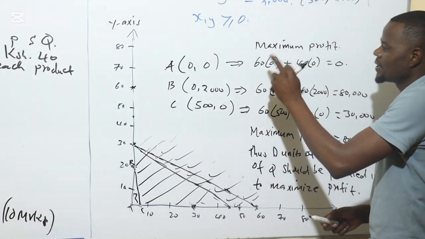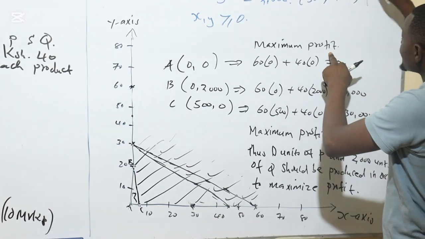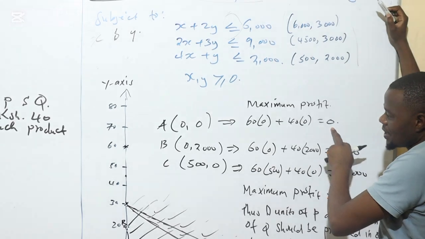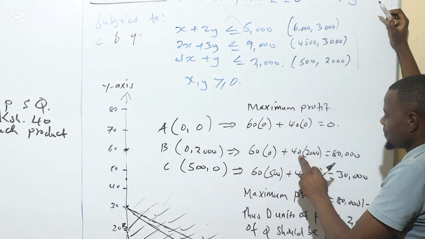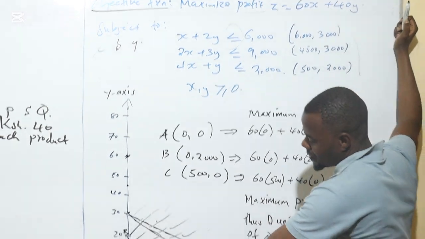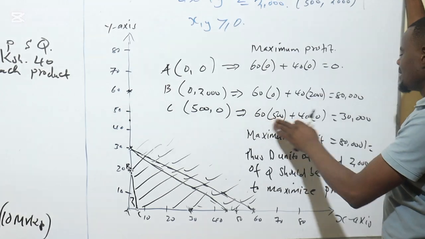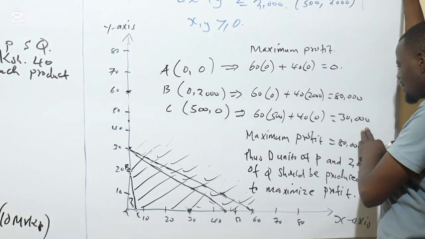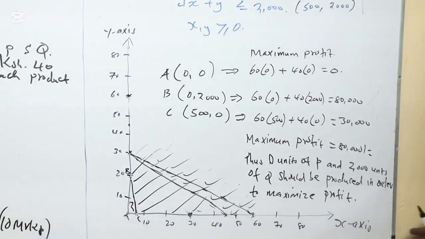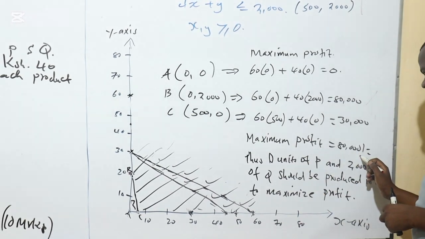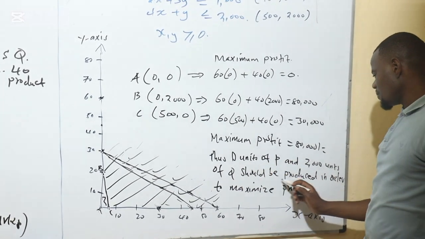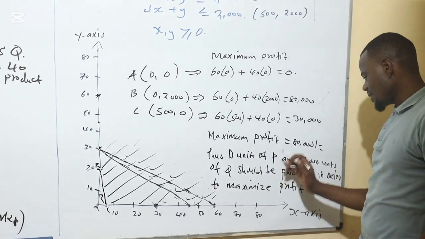What is this one yielding? Remember, I'm trying to calculate the profit here: 60X plus 40Y. So at 0, 0, there will be no profit made because there is no production. Here, 60 times 0 plus 40 times 2,000, the profit made there is 80,000. And at C, with a coordinate of 500, 0, this one is yielding a profit of 30,000. So what is the maximum between 0, 80,000 and 30,000? 80,000 is the maximum. So the maximum profit is 80,000. Thus, 0 units of P and 2,000 units of Q should be produced in order to maximize profit.